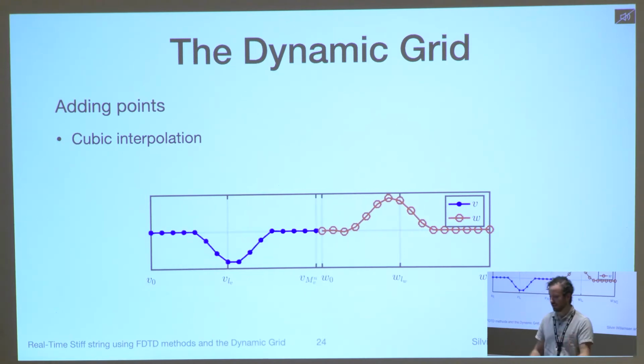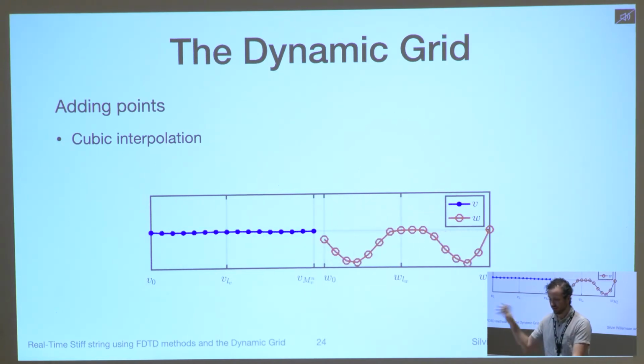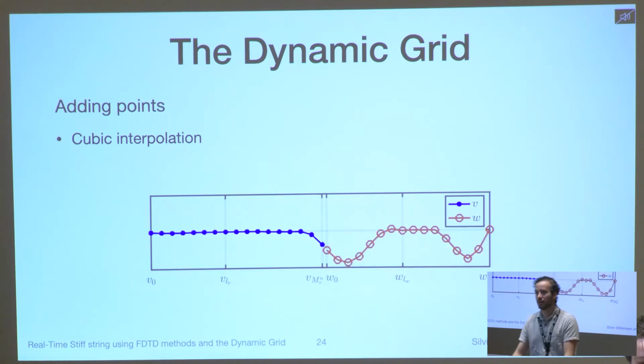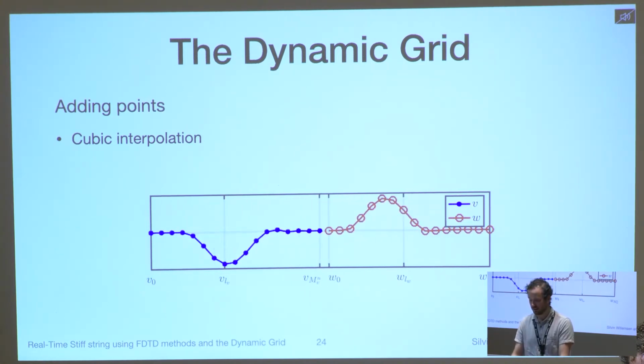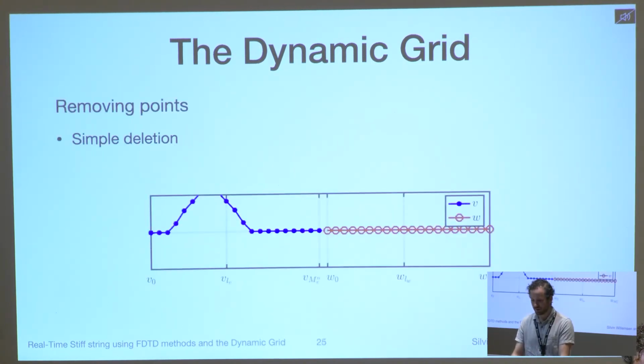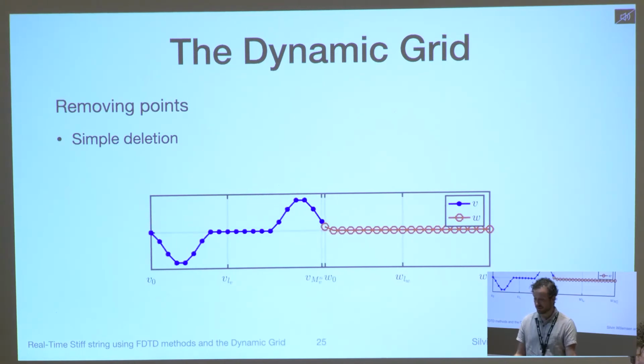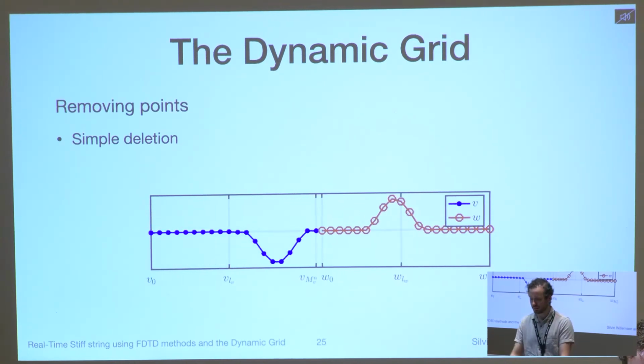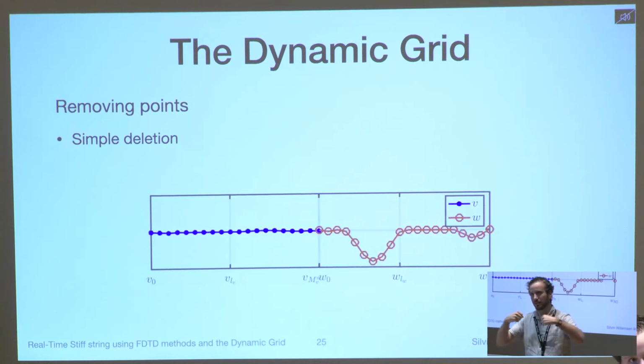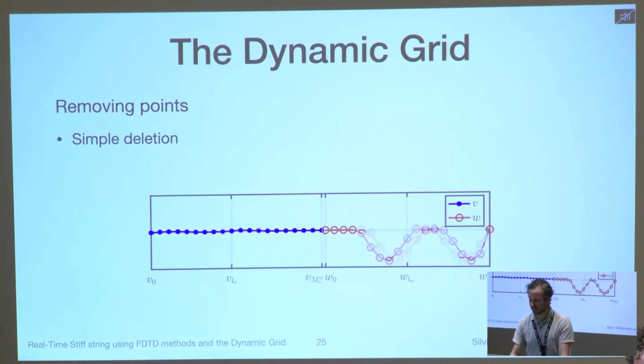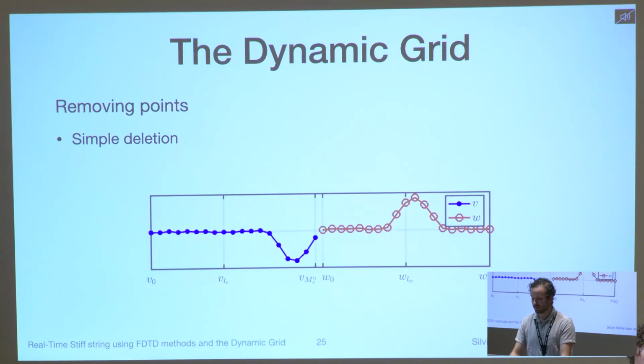We keep on decreasing the wave speed, and then at some point, a grid point will appear if it surpasses the inner boundary. Then removing grid points happens through simple deletion of grid points. So if the inner boundaries surpass each other, if we increase the wave speed instead, then we remove grid points in this way.